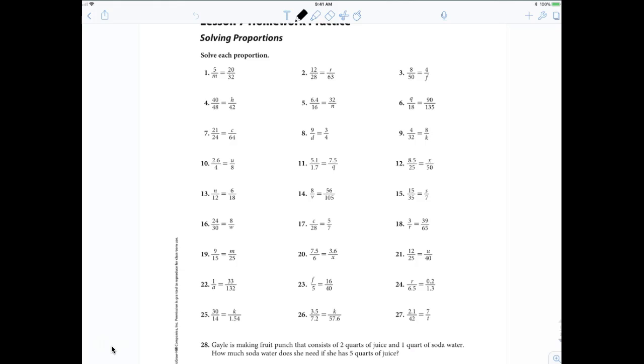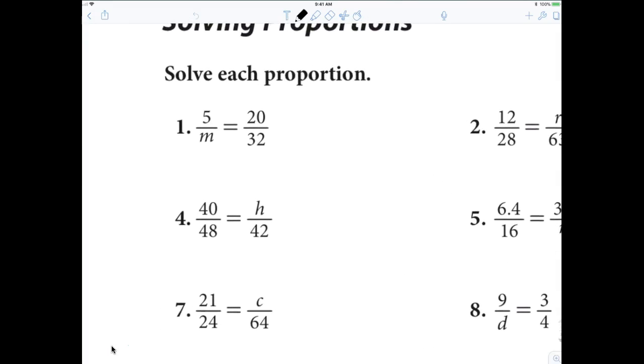Now, here we go, guys. Now, for me, please look up. Basically, these are just proportions. All right? And proportions are simply fractions that are equal. Right? So 20 over 32 is the same as 5 over something. Right?